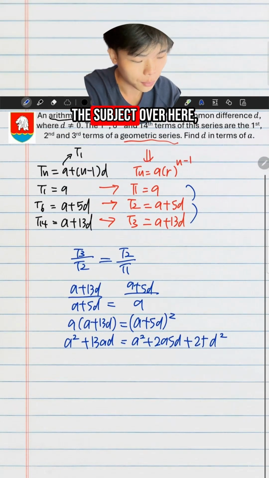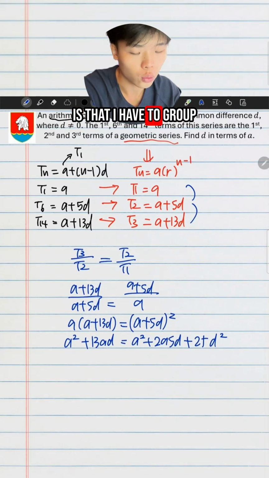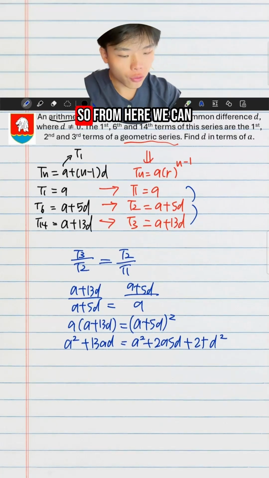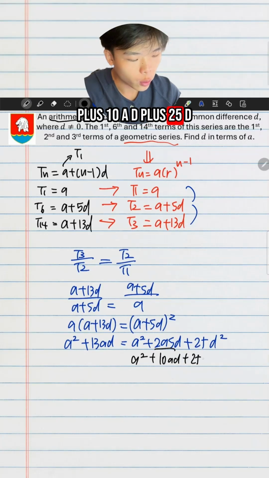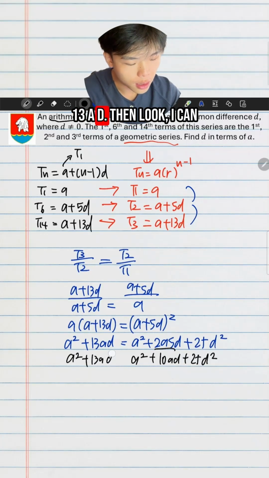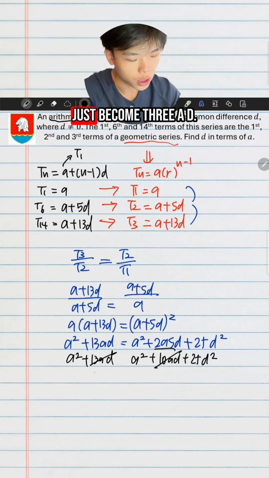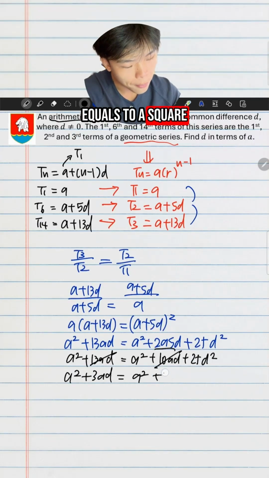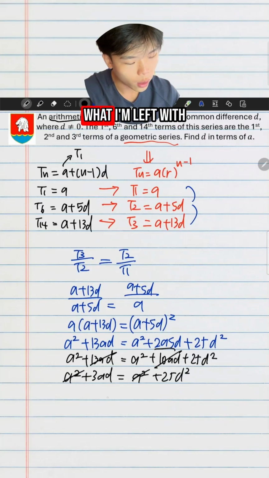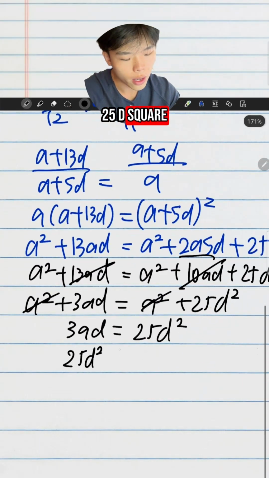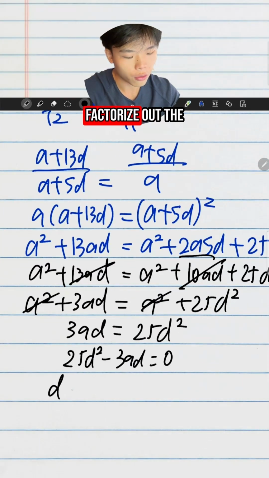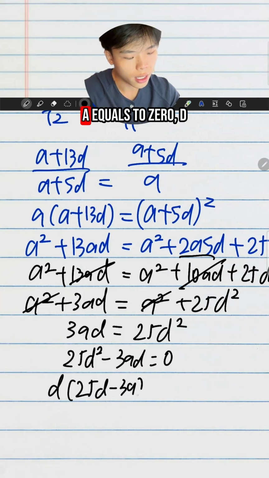Now, if I want to make d the subject, I have to group everything into the same equation. Expanding, we get a squared plus 10ad plus 25d squared on one side, and a squared plus 13ad on the other. Then I can cancel out the 10ad, and the other side just becomes 3ad. So I have a squared plus 3ad equals a squared plus 25d squared. Cancel out the a squared, and I'm left with 3ad equals 25d squared. Now, to make d the subject is actually very simple from here onwards. 25d squared minus 3ad equals 0. Factorize out the d: d(25d minus 3a) equals 0.